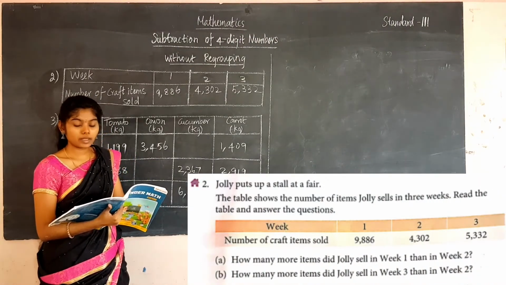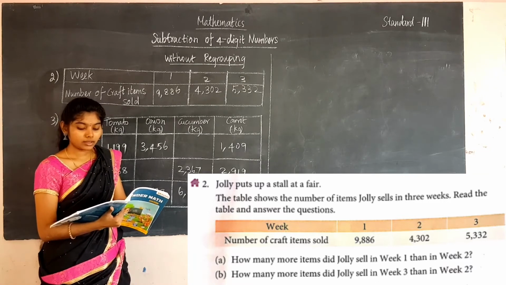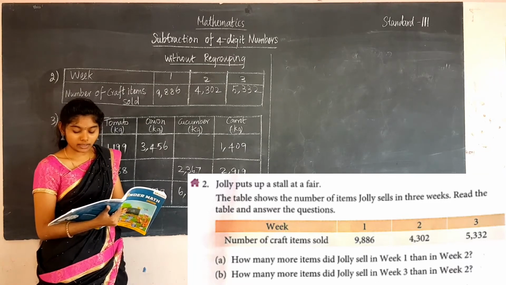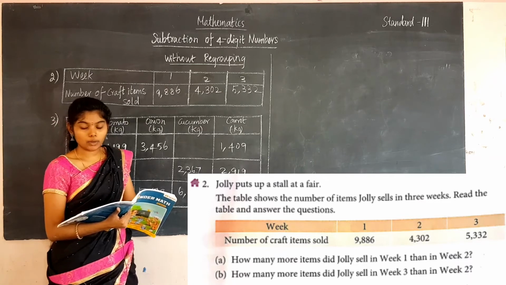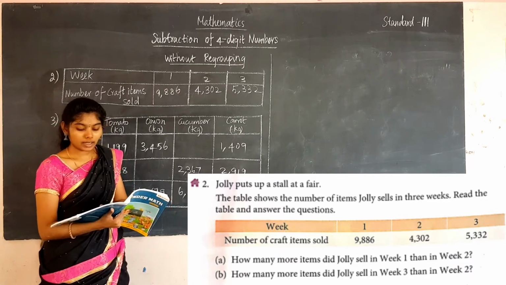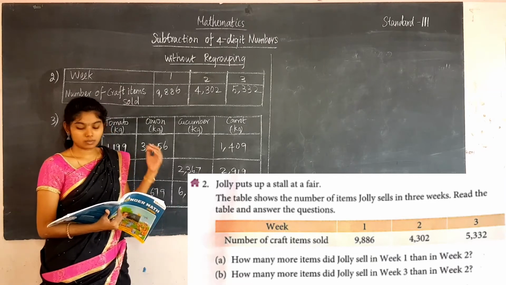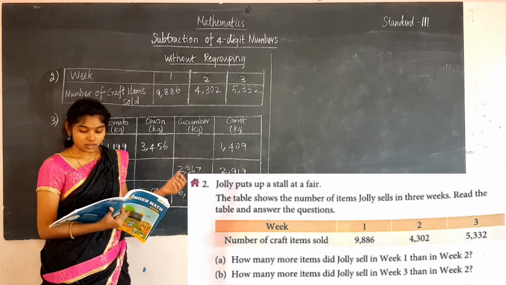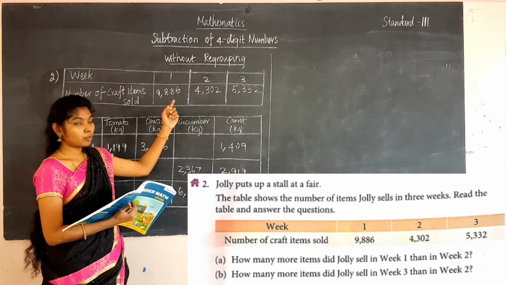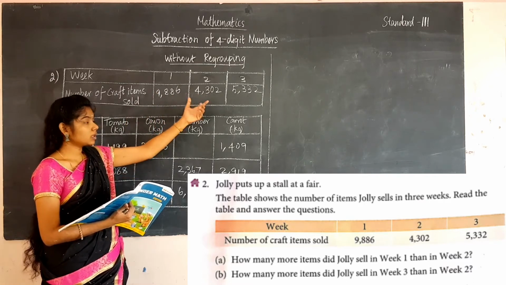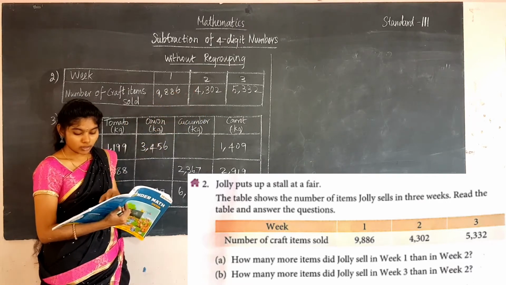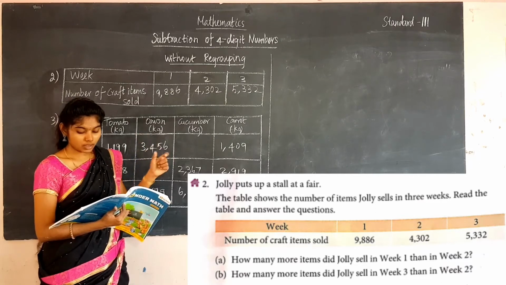Jolly puts up a stall at a fair. The table shows the number of items Jolly sells in 3 weeks. Read the table and answer the questions. So here Jolly puts a stall at a fair, and the items she sells in 3 weeks are given here. With this we are going to answer the questions given below.